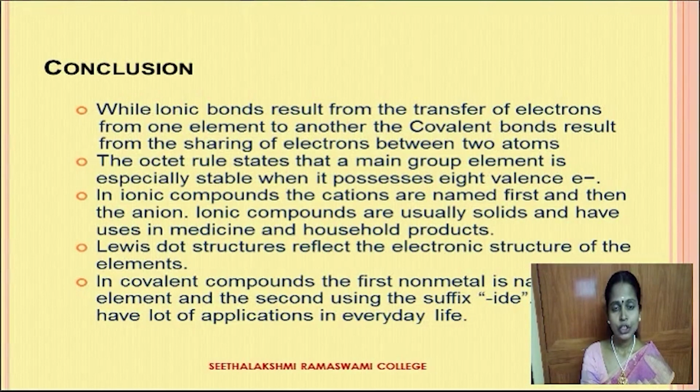So in this presentation, we have looked into the two types of bonding, ionic bonding and covalent bonding. Ionic bonds result from the transfer of electrons from one element to the other, whereas covalent bonds result from the sharing of electrons between two atoms. The octet rule states that a main group element is especially stable when it possesses 8 valence electrons. In ionic compounds, the cations are named first and then the anion. The ionic compounds are usually solids and they have uses in medicine, household products, etc. Lewis dot structures reflect the electronic structure of the elements.